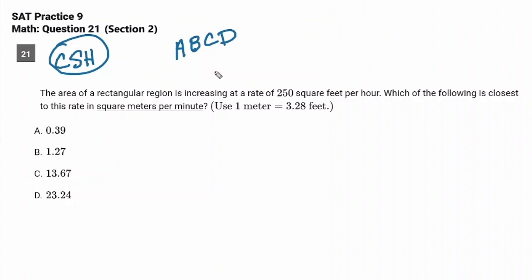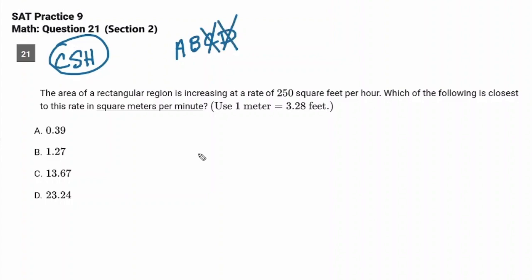And the strategy is go against your hunches. Average person here is going to say increasing at a rate of 250 square feet per hour. Well, that seems like a lot. So how many square meters per minute? Seems like it should be a lot. And they're going to gravitate to these bigger numbers. So if you have no idea what to do, go against your hunches and pick one of the smaller numbers.